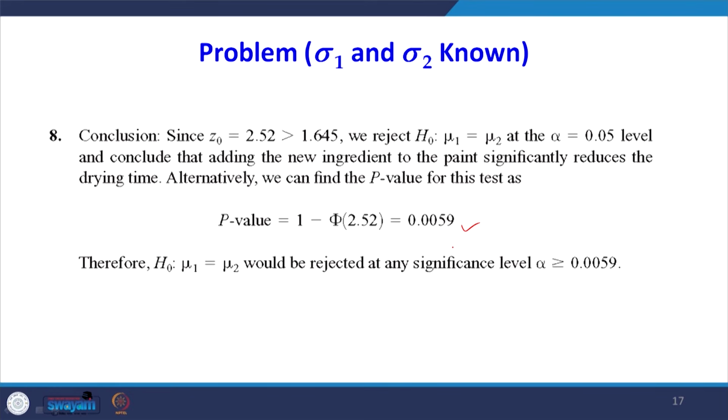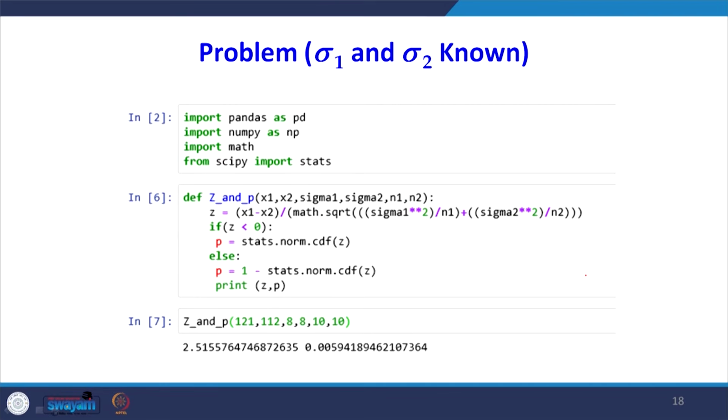See, this 0.0059 we are comparing with the alpha. Therefore, H naught, mu 1 equal to mu 2, would be rejected at any significance level alpha greater than 0.0059. What is happening here? The value of p is very small. So, we have to reject our null hypothesis.